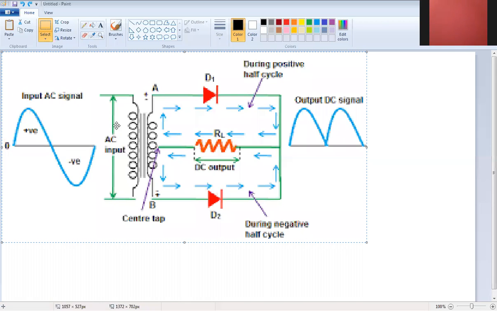Okay. Same here, what I am circling now, that is the same, that is transformer. Transformer converts high voltage into low voltage. Okay.